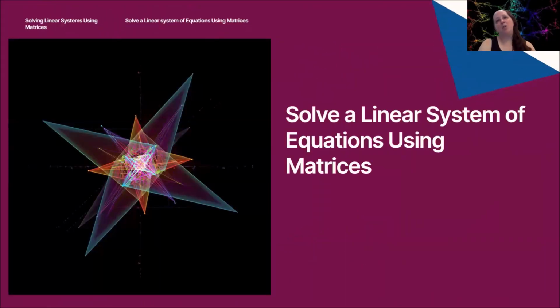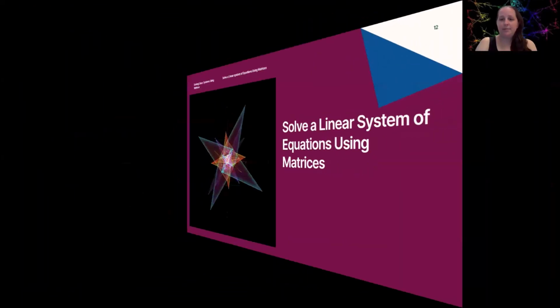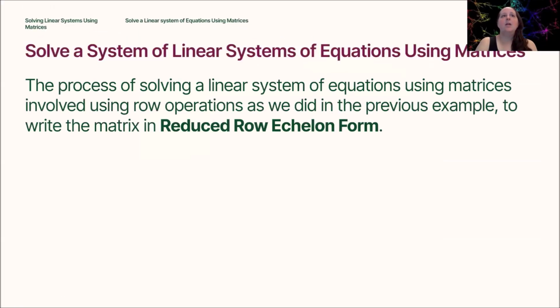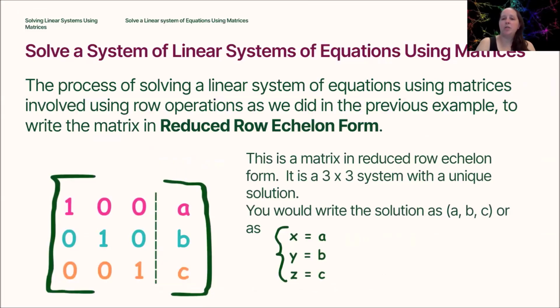Solve a linear system of equations using matrices. The process of solving a linear system of equations using matrices involves using those row operations that we talked about: switching rows, adding and subtracting rows from each other, or multiplying and dividing by a non-zero number. And what we're getting is called a reduced row echelon form. So we're getting each variable representing one number.